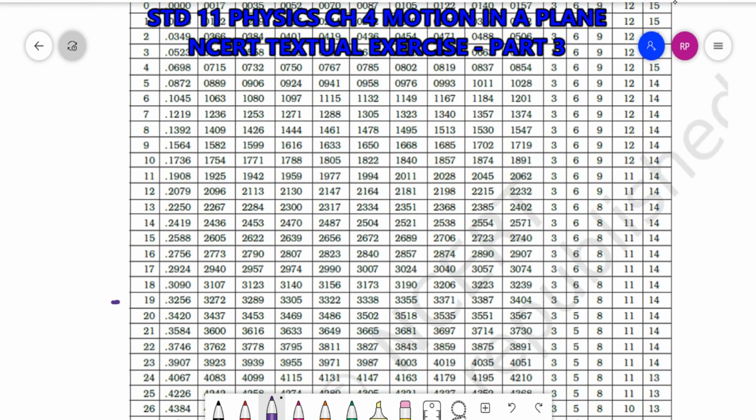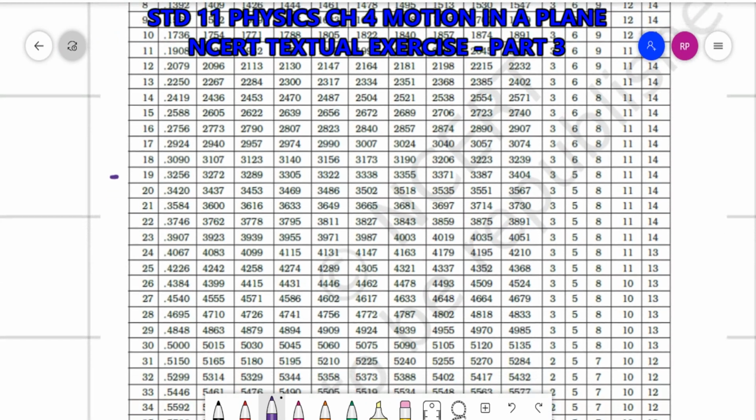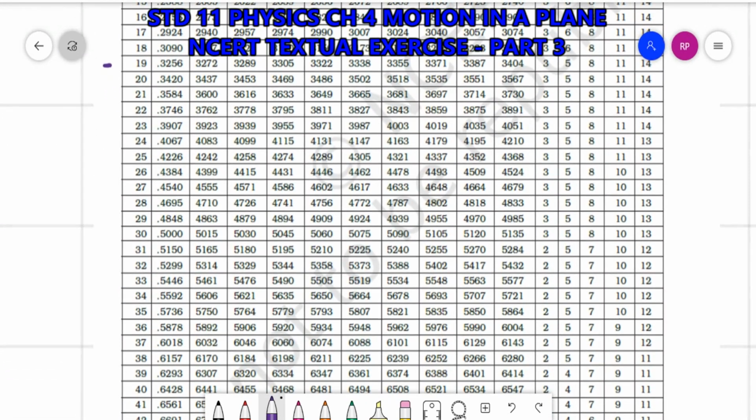Let's find out 0... it's 32. Okay, I got 0.5592. So from the 33-degree angle, I need to check 0.5534. Okay, I got this value. It's 33 degree. Now 33.0, 1, 2, 3, 4, 5, 6. So 33.6 degree. This is our theta.